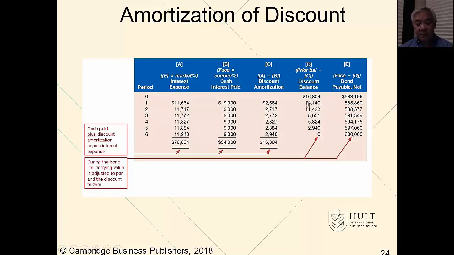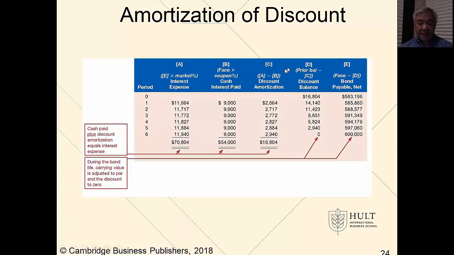Now the discount will then be reduced. So this amount is starting to creep up, right? So it started at 16, and the ending balance is 16 minus the 2,664. So that's 14,140. So now the amount payable goes up to 585. So as this amortization occurs, the discount will also go down to zero, which will cause this amount to go from the 583 up to the $600 million.